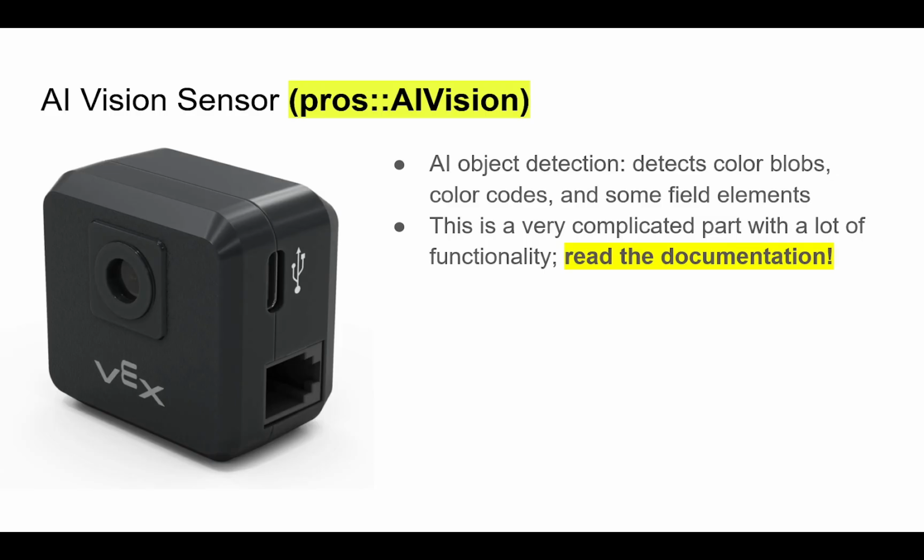There's one part that I haven't mentioned in this video, and that is the AI vision sensor. This is one of the most complicated parts Vex actually sells. There's a lot of methods and terminology that it uses that I couldn't really explain particularly well. I would recommend reading the documentation if you're going to use this part.